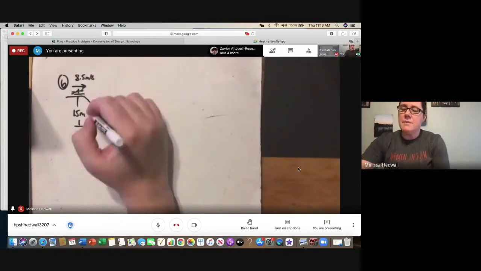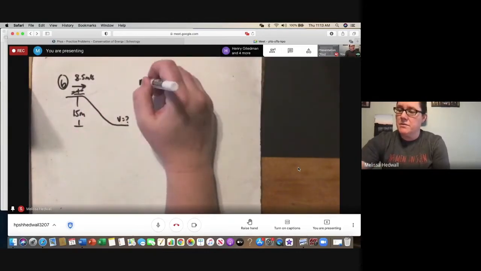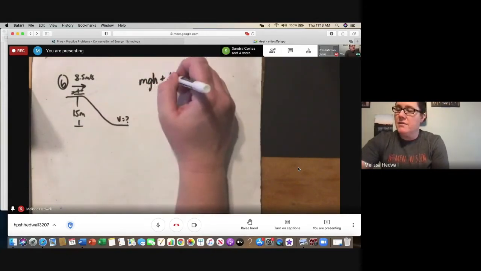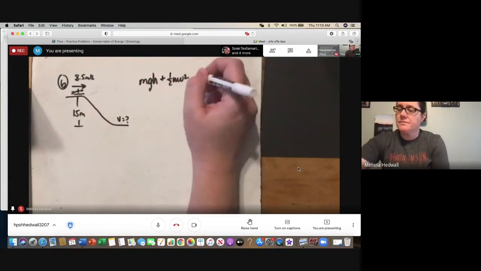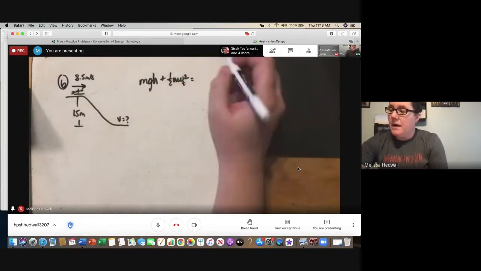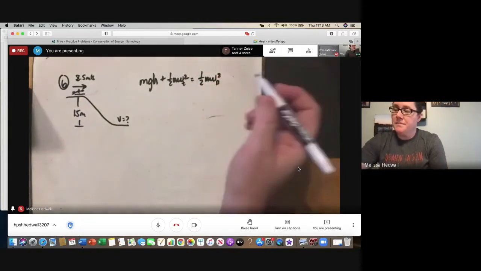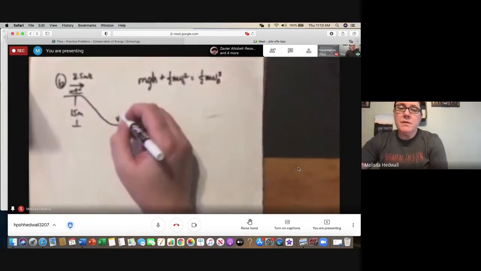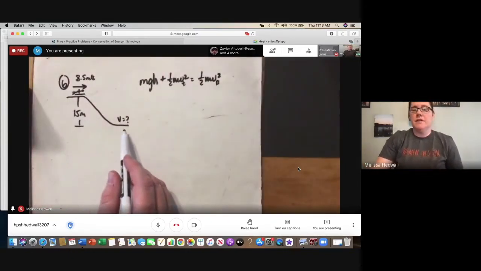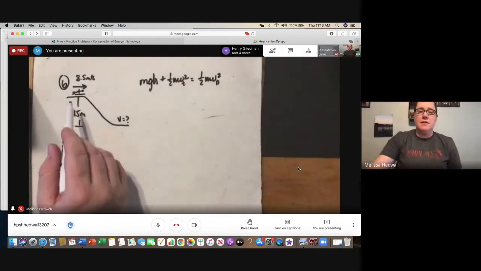And so at the top, you have potential energy because you are above the ground. So mass times gravity times height. And you're also moving, so you have 1/2 mv squared, v at the top squared. And at the bottom, you have 1/2 mv squared, v at the bottom. This v will be bigger because the potential energy is also converted into kinetic energy. So you'll have more kinetic energy at the bottom than you did at the top.